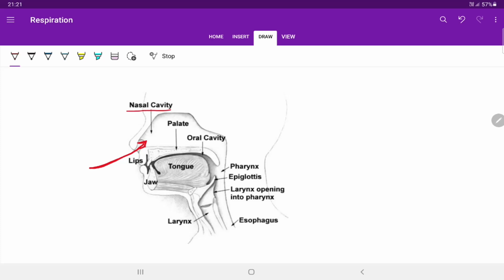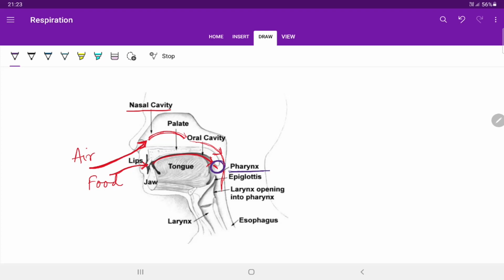Through the nasal cavity, when we inhale, the air goes through the nasal passage and runs down, and in its path it encounters the buccal cavity pathway also. Both these passages meet at one point, called the pharynx.